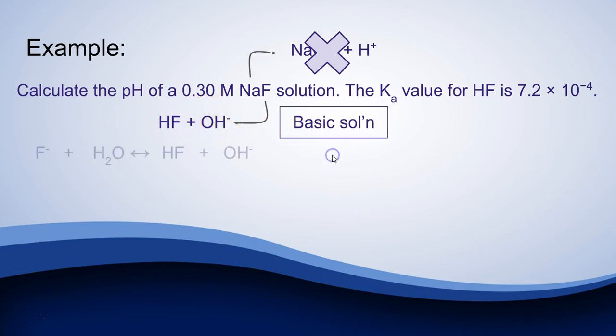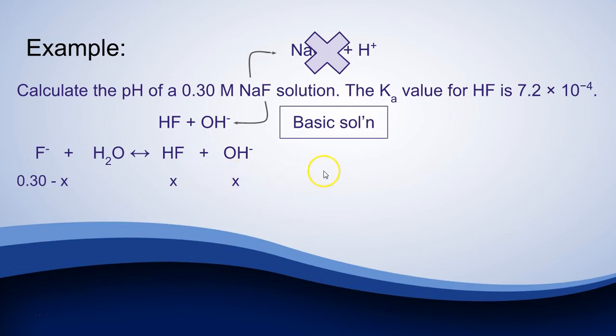Now that we know that we're going to have a basic solution, we need to figure out the concentrations of our species in order to find our pH. We know that we're starting with a 0.3 molar fluoride ion. The sodium ion is going to be a spectator, and so it doesn't really matter what concentration it's going to be. But it would be 0.3 molar, but that's kind of irrelevant. I'm going to skip the initial and change lines on the ICE table and just skip right to the equilibrium line. So our fluoride ion is going to be 0.3 minus X, and our HF would be X, and our OH would also be X.